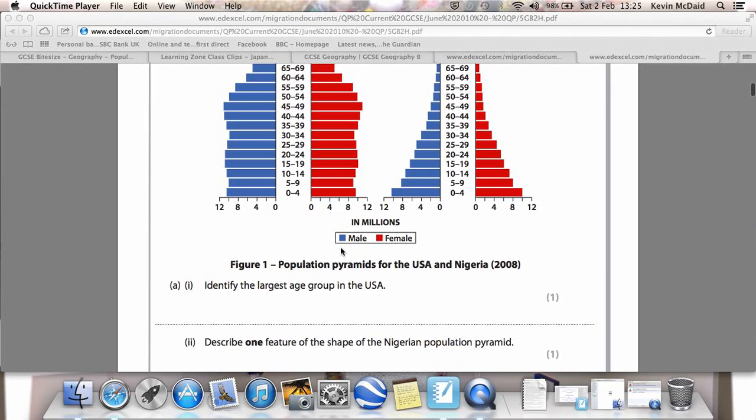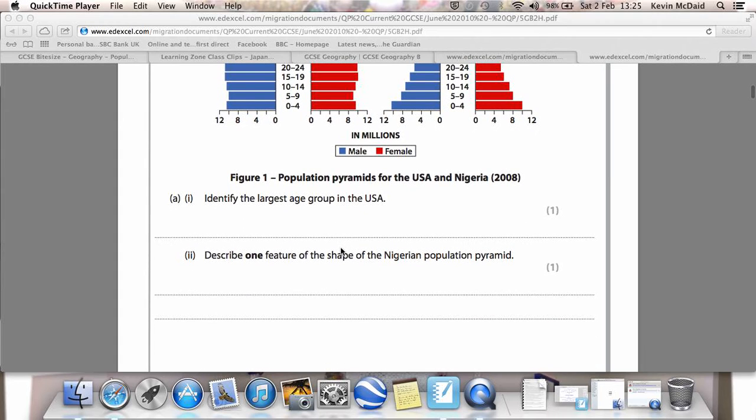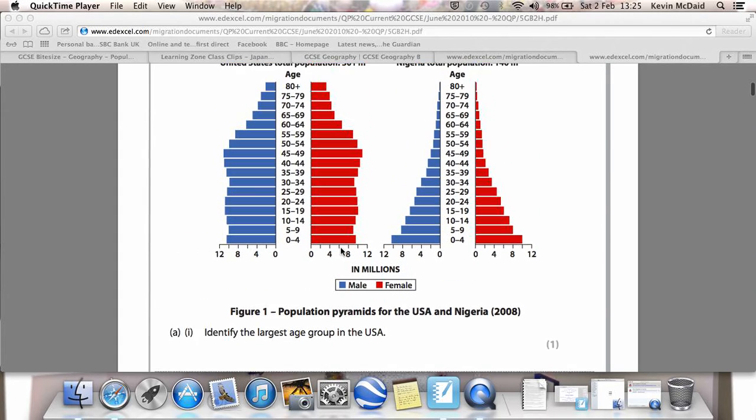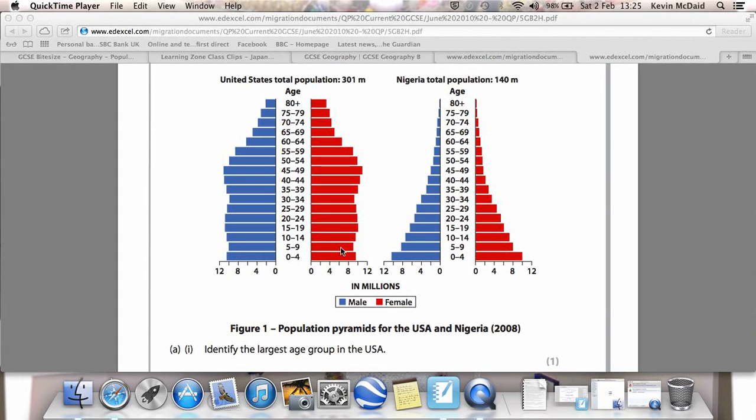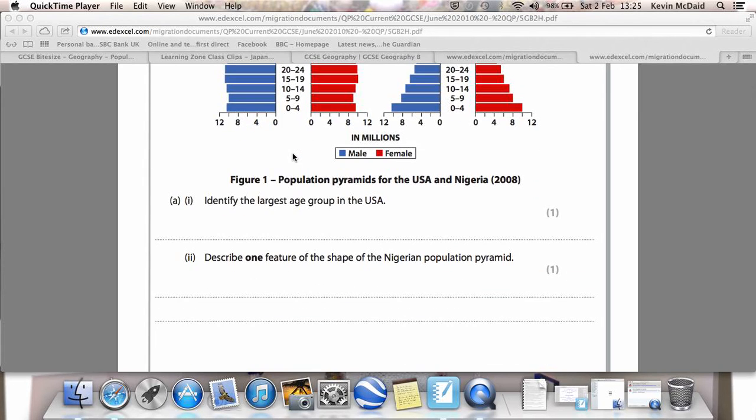Okay. Identify largest age group, then describe one feature of the shape of the Nigerian population pyramid. The biggest one is probably that it has a very wide base and a very small apex. Apex is the top of the population pyramid, base is the bottom. This is actually more of a pyramid shape than the United States one. So that will probably be the key feature. It's only 1 mark. Remember, you don't need to explain why, you don't need to say anything like that.